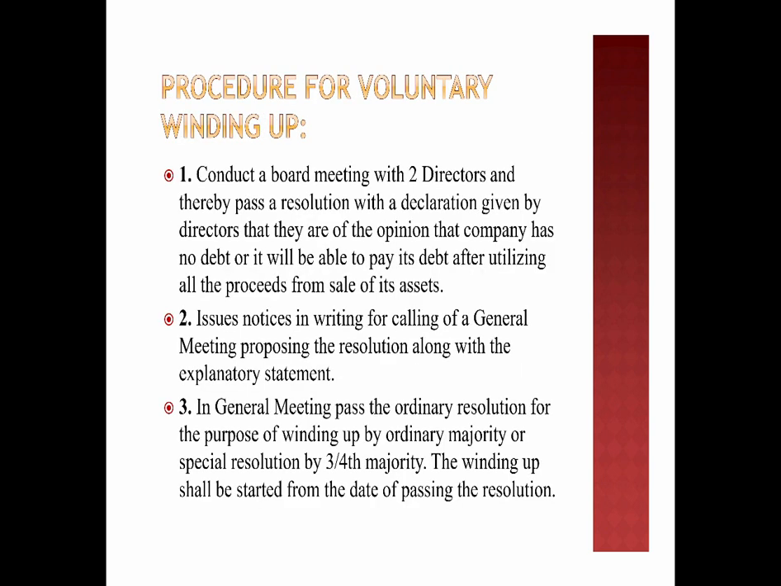Procedure for voluntary winding up. Conduct a board meeting with the directors and pass a resolution with a declaration given by the directors that they are of the opinion that the company has no debt or it will be able to pay its debt after utilizing all the proceeds from the sale of its assets, and then issue notices in writing for calling a general meeting proposing the resolution along with the explanatory statement. Next, in the general meeting pass the ordinary resolution for the purpose of winding up by ordinary majority, or a special resolution by 3/4 majority. The winding up shall start from the date of passing of the resolution.